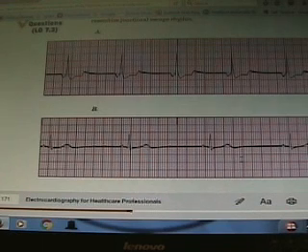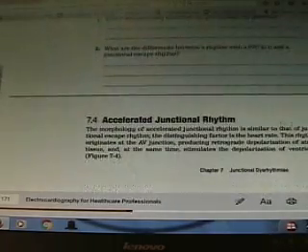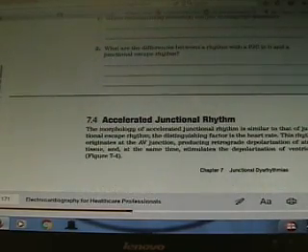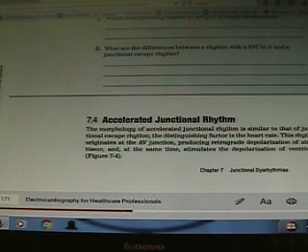Probably bradycardia. It's bradycardia, because I can do my 6-second method. 1, 2, 3, 4 complete PQRST waves. 4 times 10 is 40. It's less than 60. Okay? Easy peasy. But it's not easy when you put them all together. But that's what you have to do when you're figuring out what am I looking at.